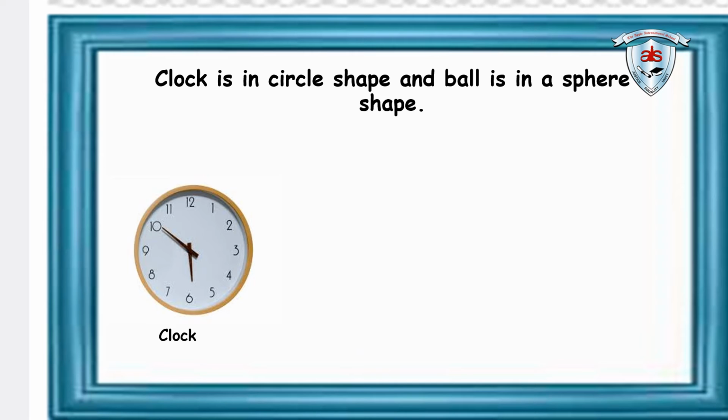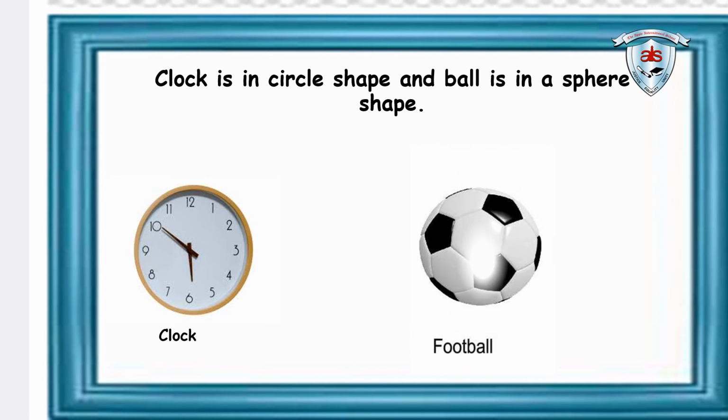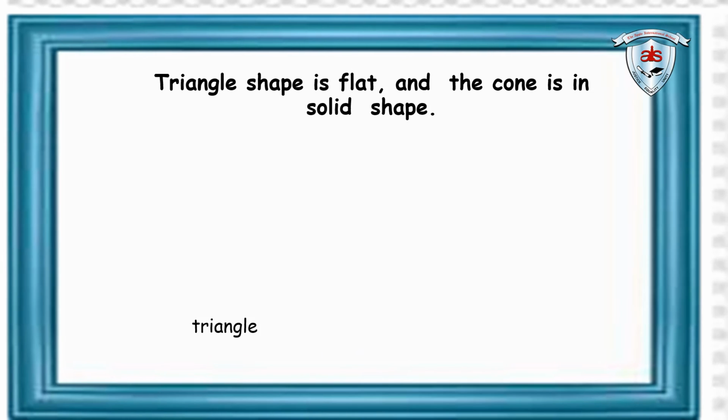A clock. A clock is in the shape of a circle. So can a clock roll like a ball? No. And the ball is in a sphere shape which can roll, and we all play with this football. Now let us go to the next.